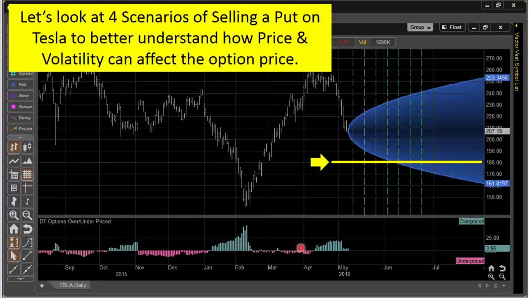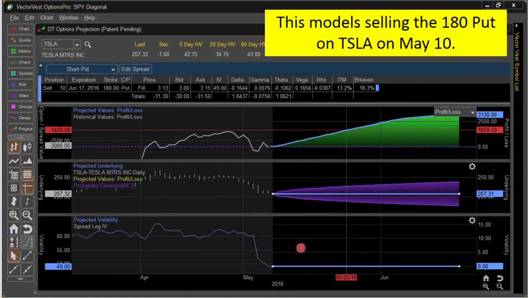I want to show you how rising volatility can actually affect your trade, so it's not just a theory. Overpriced options that become more overpriced can hurt your trading. I want to actually show you scenarios of this. So let's look at 4 scenarios of selling a put on Tesla to understand how price and volatility affect the option price. What we're going to do is model selling the 180 put on Tesla on May 10th.